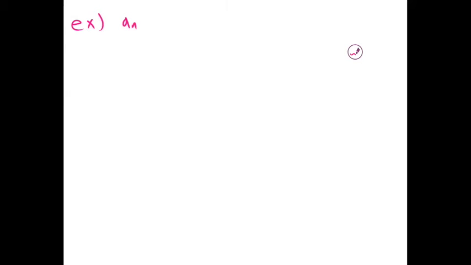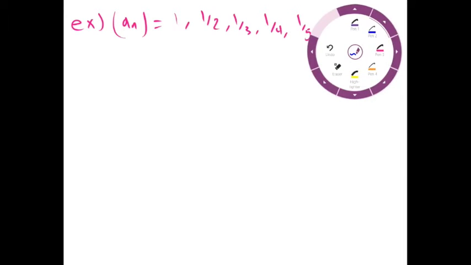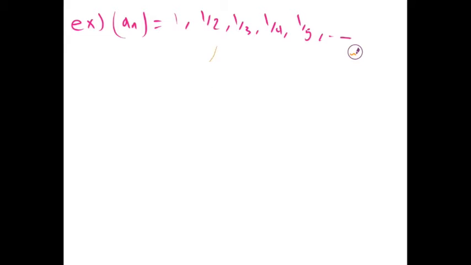If we're given the sequence, say our sequence equals 1, 1/2, 1/3, 1/4, 1/5, we can find the pattern. We can write down the expression for the sequence. So for example, we can say a sub n equals 1 over n plus 1, where n is 0, 1, 2, and so on and so forth.